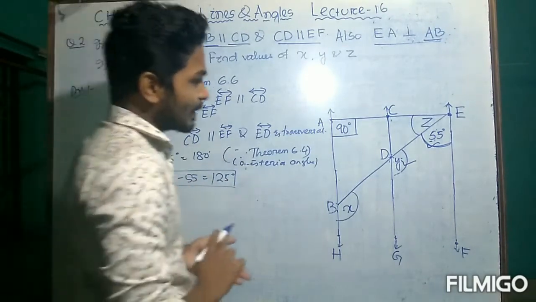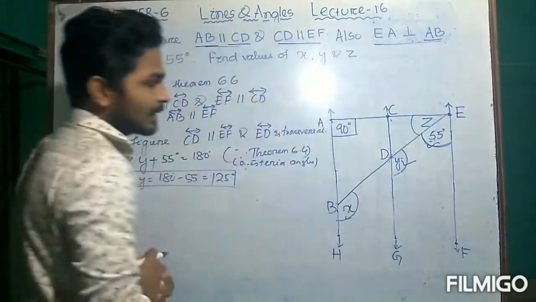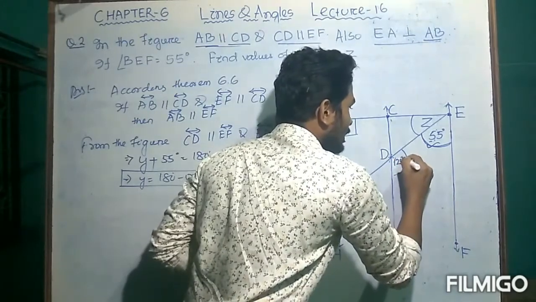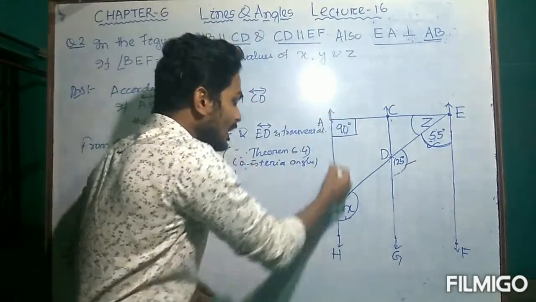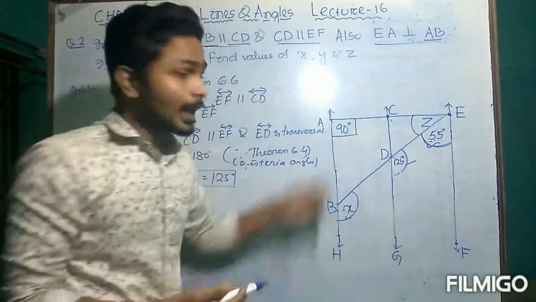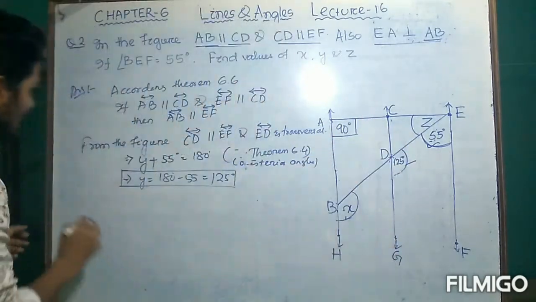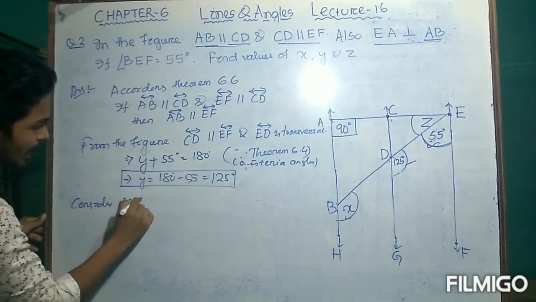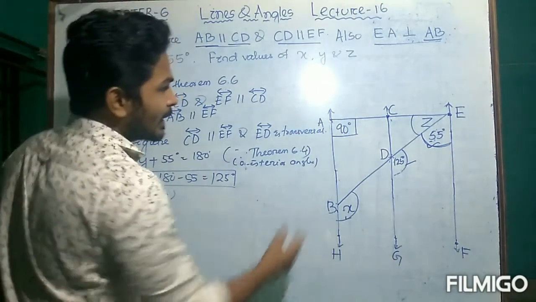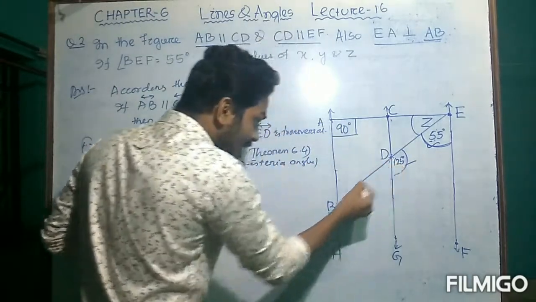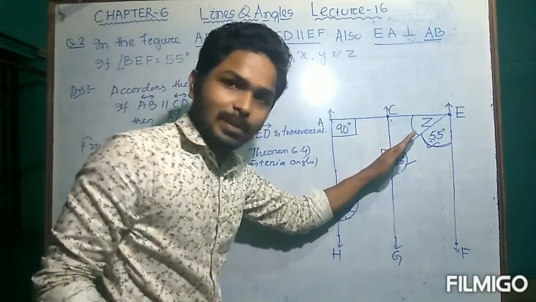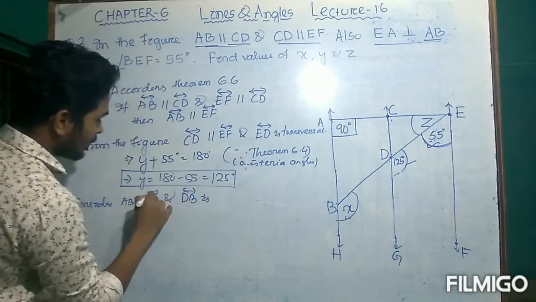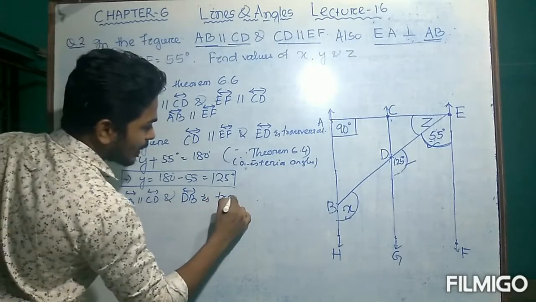Understood? Next, we will find the value of X. Okay. So here we find that X is 125 degrees. Now consider the lines AB and CD. AB and CD are parallel. Consider AB parallel to CD, and DB is a transversal line.